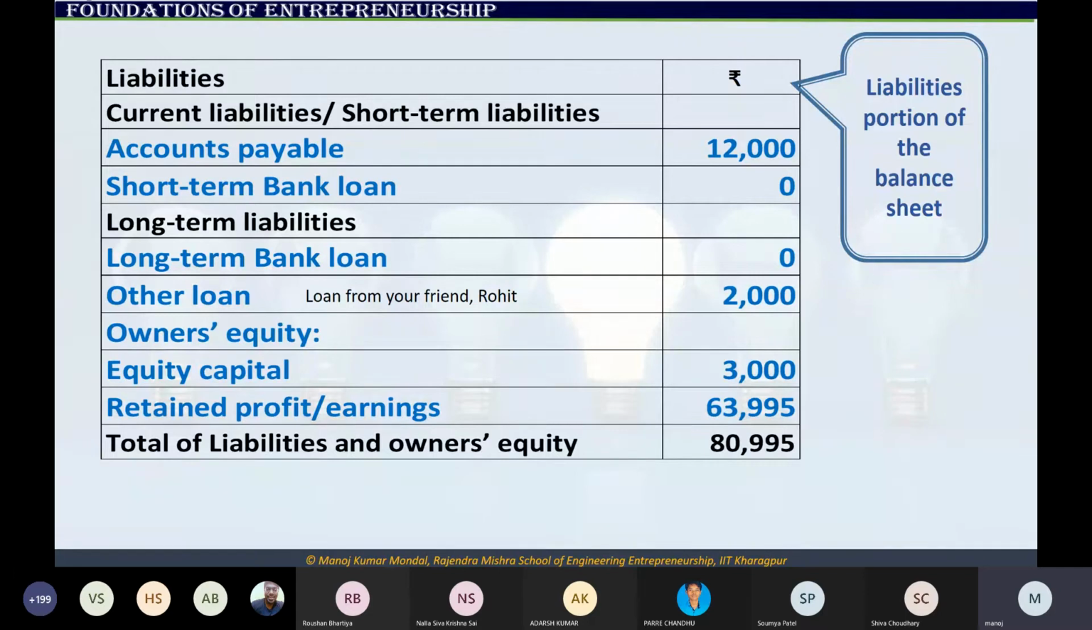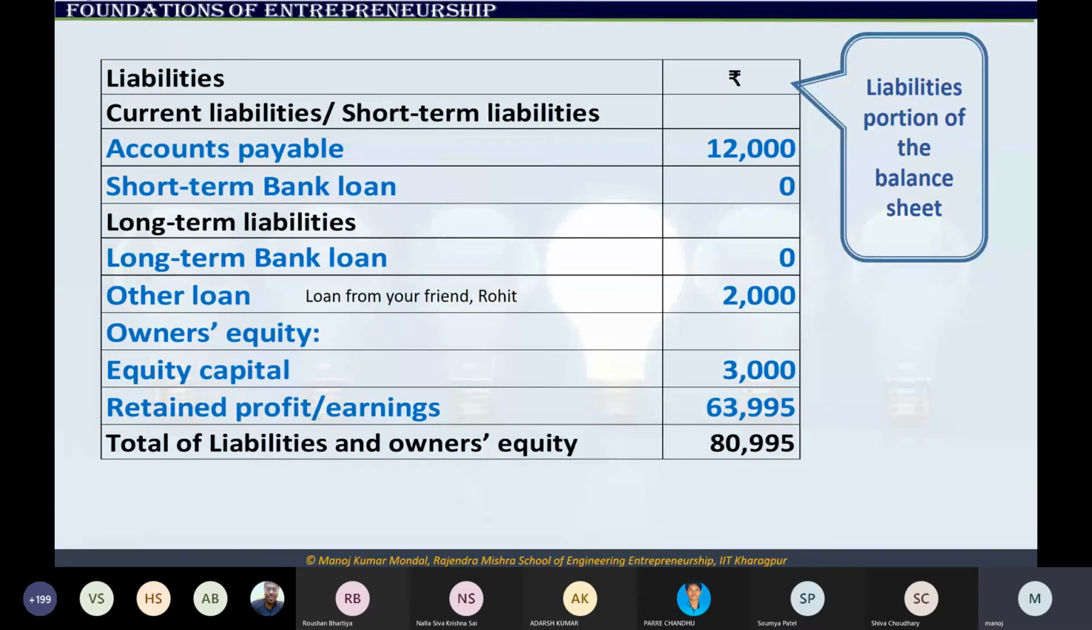Suppose in some years there is so much loss, then you can write off some of the equity capital. That comes on merger, acquisition and restructuring. These are all very specific things, not regular things. So you don't really do that.